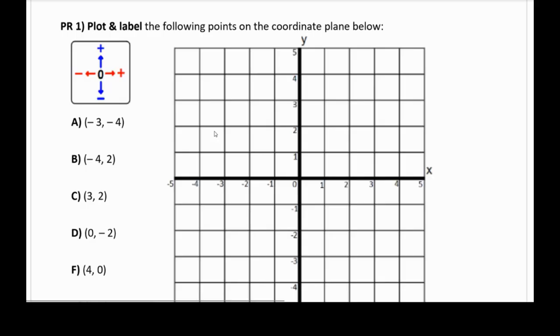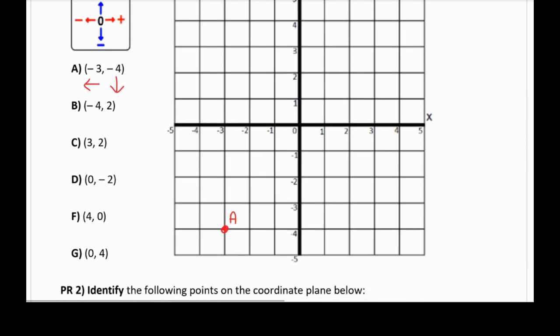Okay, welcome back. Let's go over the answers for these practice problems. Here, I need to plot the point negative 3, negative 4. Negative 3 means I go to the left, and negative 4 means I go down. So I go 1, 2, 3, and then 1, 2, 3, 4, and I make my first point, which is letter A.